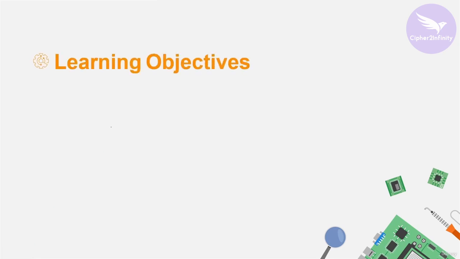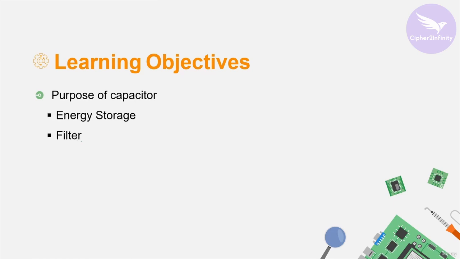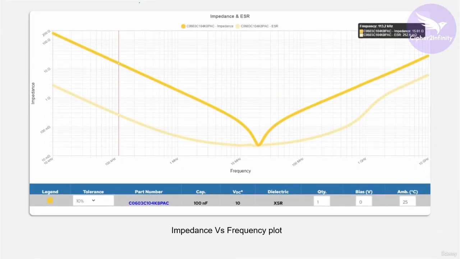So we were discussing the purpose of capacitor, and we were on this point, which is filter. And I told you that we will discuss the impedance versus frequency plot in this video. So let's discuss the impedance versus frequency plot now. This is basically the impedance versus frequency plot for the capacitor of value 0.1 microfarad or 100 nanofarad.